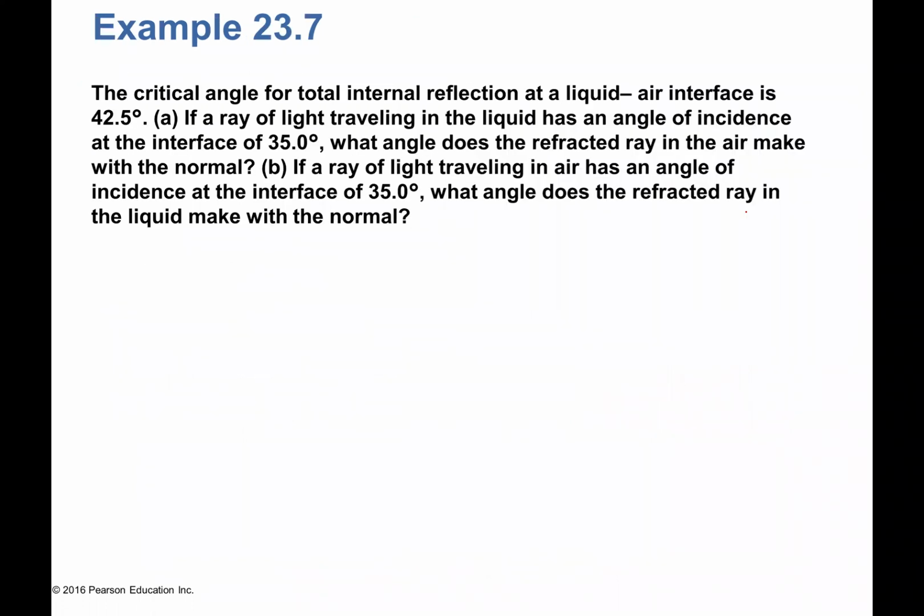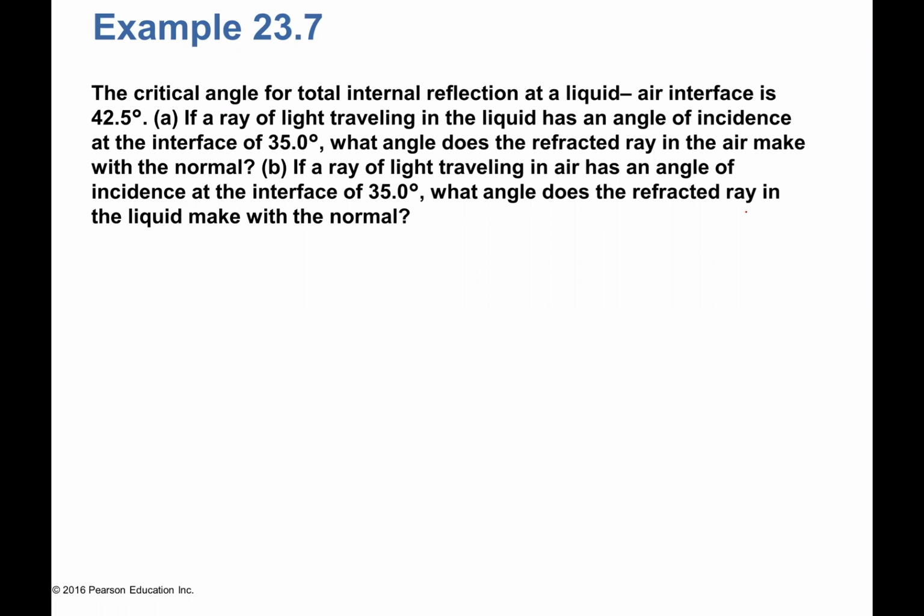All right, so let's look at an example to understand this total internal reflection. The critical angle for the total internal reflection at the liquid-air interface is 42.5 degrees. If a ray of light traveling in the liquid has an angle of incidence at the interface of 35 degrees, what angle does the refracted ray in air make with the normal?